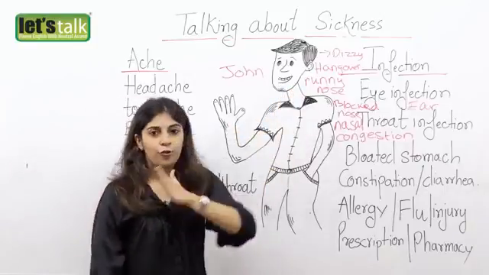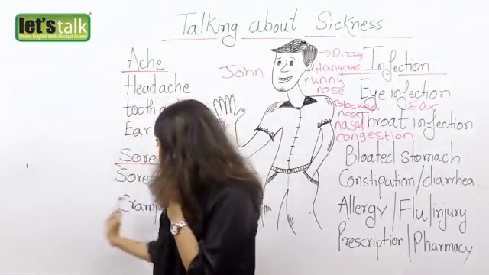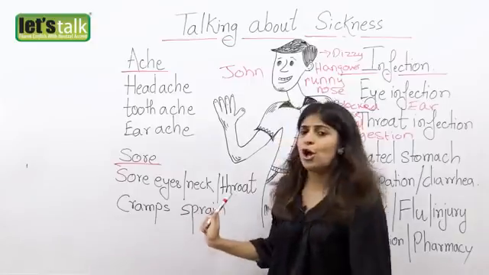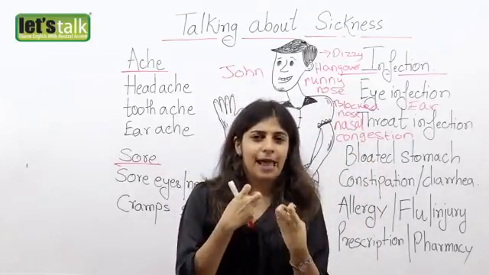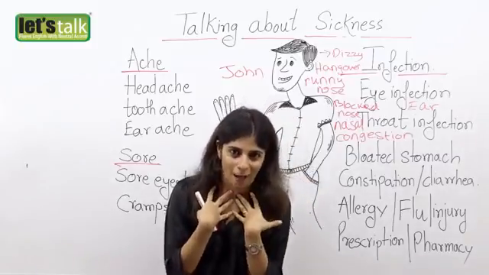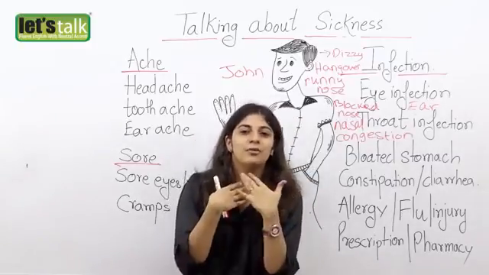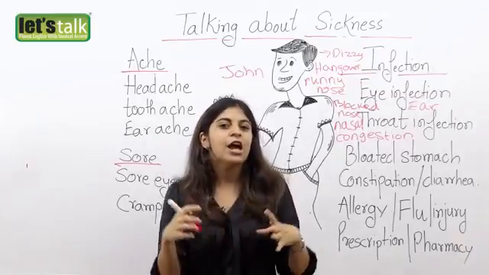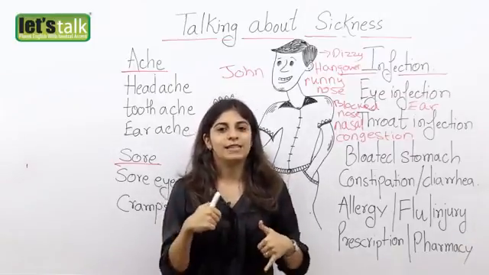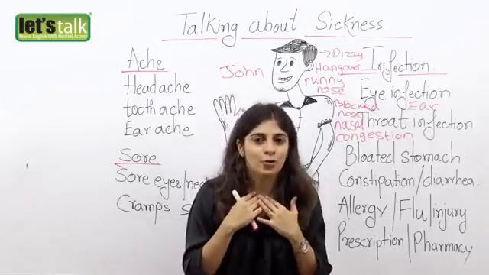The next is your throat. As we learned here, your sore throat. Sore throat is when you are unable to swallow food. It's actually red from inside, not from outside. From inside it's really red, it's itchy. It causes you a lot of discomfort. So that is when we say that I have a sore throat.